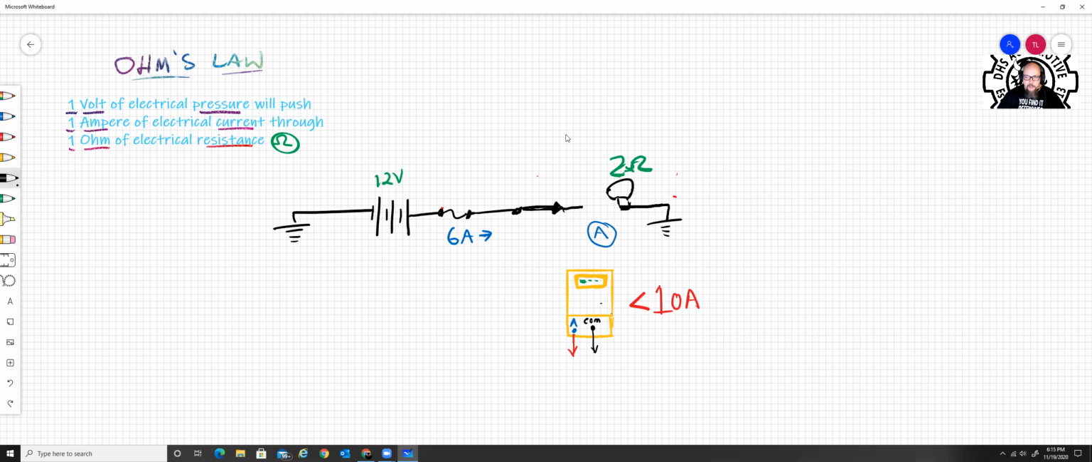I'm going to run my negative lead, my COM lead, to the negative side of the circuit. I'm going to move my positive lead to the positive side of the circuit, and I make the meter a part of the circuit. I turn the circuit on, I read my 6 amps, I call it a day, then I restore the circuit. Unless, of course, there's something wrong.